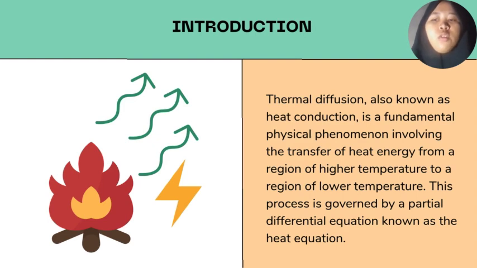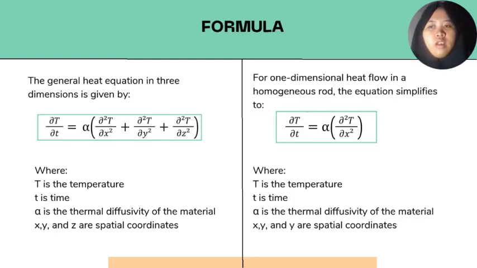Thermal diffusion, also known as heat conduction, is a fundamental physical phenomenon involving the transfer of heat energy from a region of higher temperature to a region of lower temperature. This process is governed by a partial differential equation known as the heat equation. Under certain simplifying assumptions, such as one-dimensional heat flow in a homogeneous medium, this equation reduces to a second-order linear differential equation. The following is the explanation about thermal diffusion.